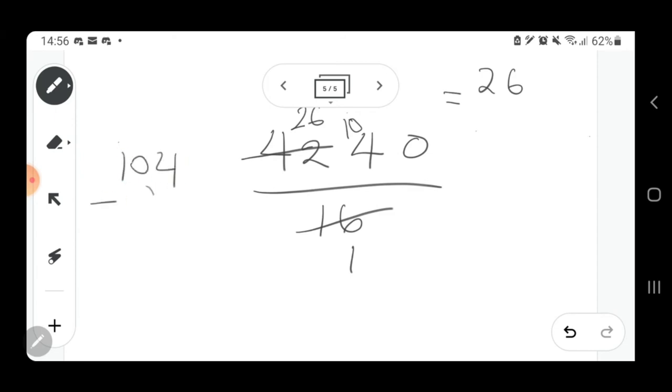104 minus 96. Of course, we can't do this. 4 minus 6, impossible. So we go to this neighbor. Hello neighbor, we borrow 1 from you, got 0. Now we give you got to 10, and we borrow 1 from you neighbor. Now neighbor, you're 9, and then hello friend, you're now 14. 14 minus 6 is 8. 9 minus 9 is 0.